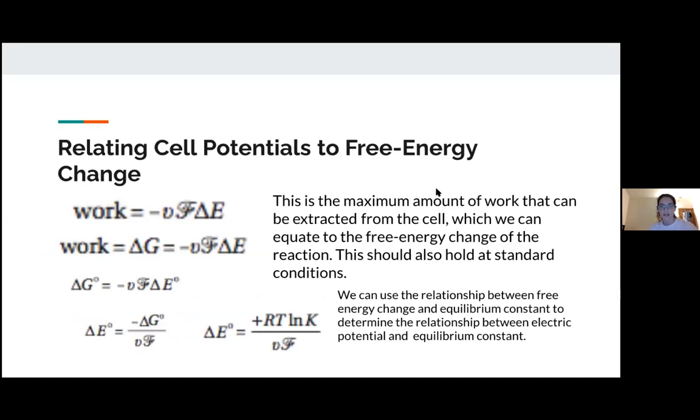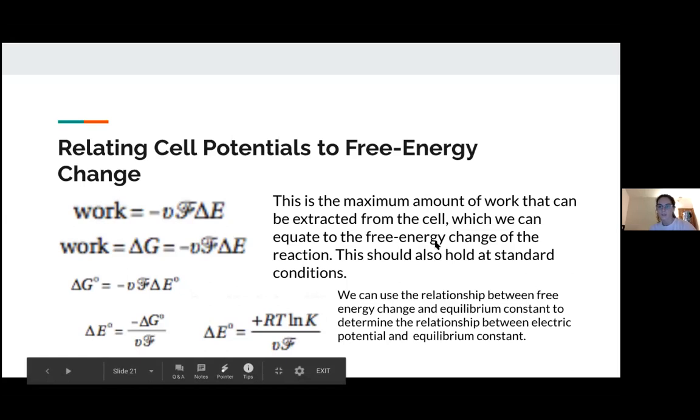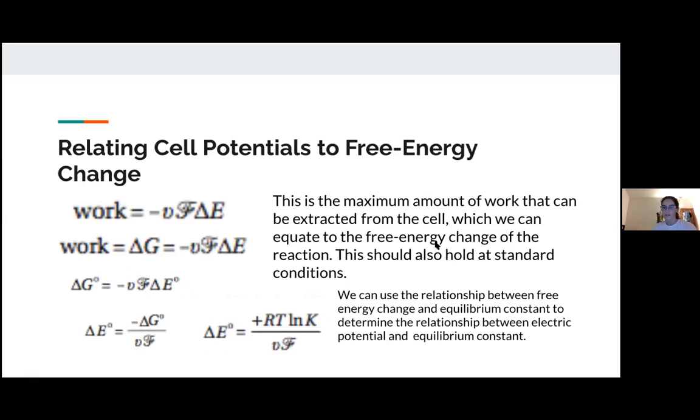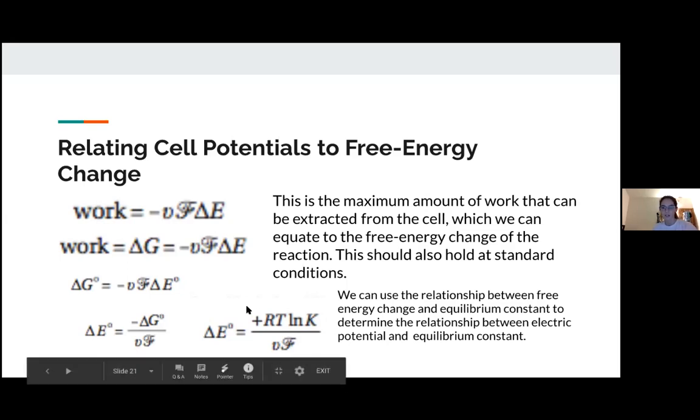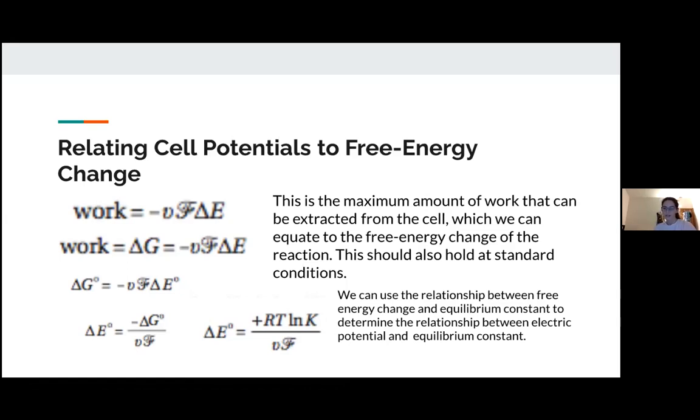So this last slide is mainly just math equations, but the important thing to know is that this is the maximum amount of work that can be extracted from the cell, which can be equated to the free energy change of the reaction. So this should also hold at standard conditions. And then if we use the relationship between free energy change and equilibrium constant, we can substitute that into the equation, which will give us a direct relationship between electric potential and equilibrium constant. So looking at the voltage of a cell can give you information about how far the reaction has progressed.